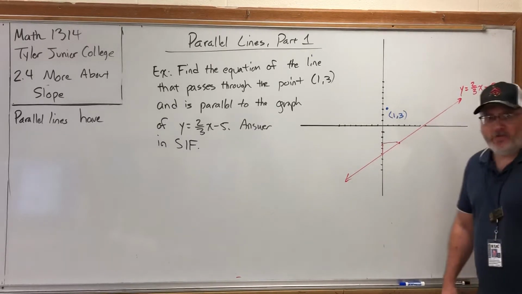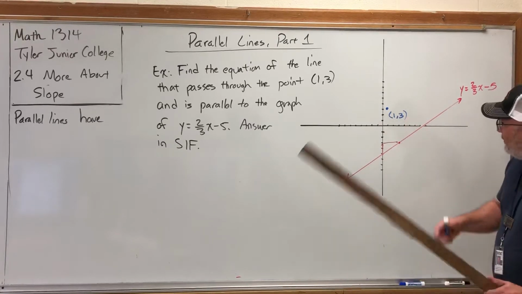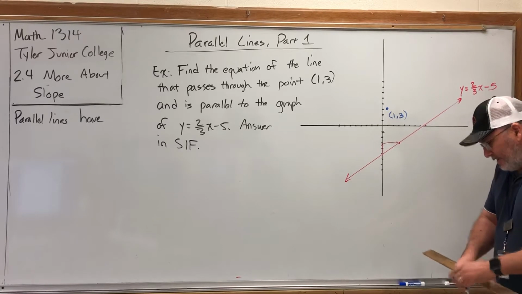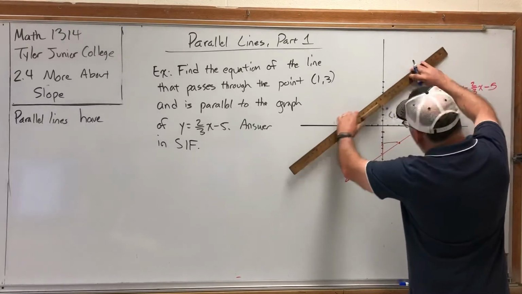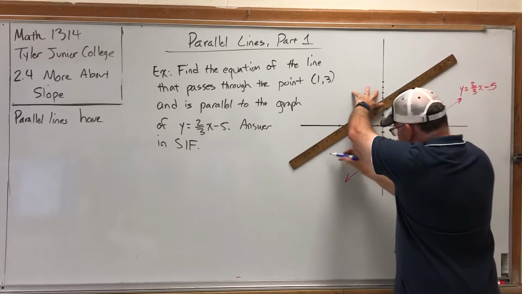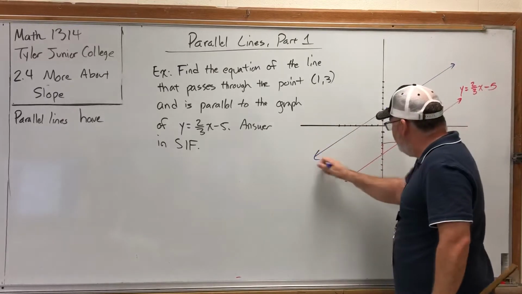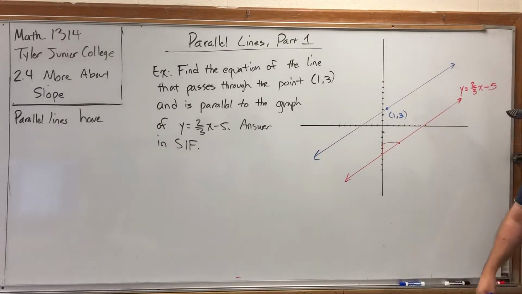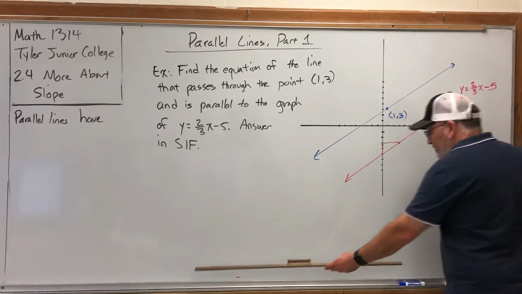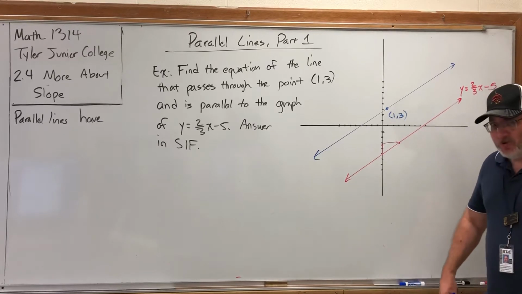Remember, slope is a measurement of steepness. So if I want to draw a line through this blue dot that's parallel to the red line, I know they can't intersect, so they have to be about like that, but what does that say about their steepness? Which one is steeper, the blue line or the red line? Well, if they're parallel and they never intersect, then they need to have the same steepness, don't they?